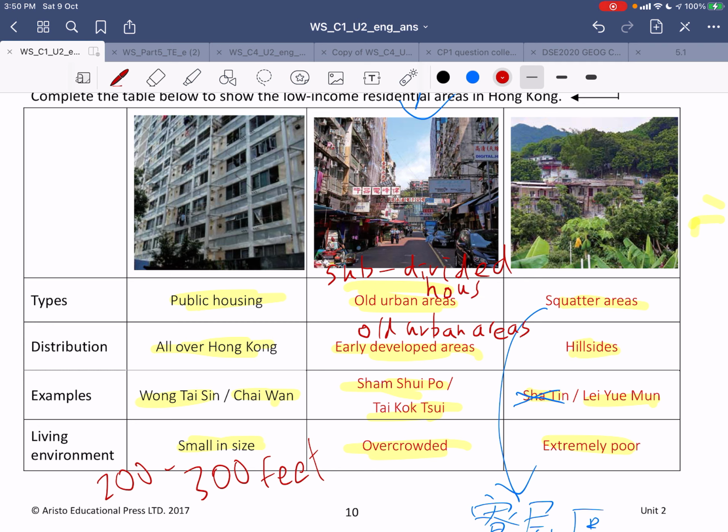Subdivided housing divides a housing unit into different apartments or rooms, which allows the owner to have a higher income. How about the squatter areas? They are on the hillside.